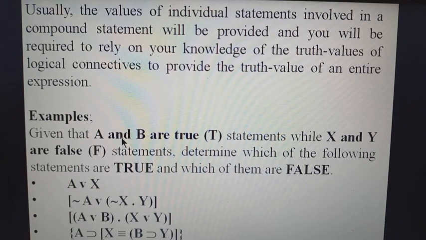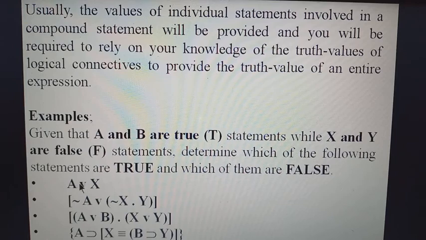Given that A and B are true statements represented by T, while X and Y are false statements represented by F, determine which of the following statements are true and which of them are false. What this simply means is that anywhere you see A, it is true. Anywhere you see B, it is true. Anywhere you see x, it is false, and anywhere you see y, it is false. You have been given the values of the statements involved. So it is now your duty to provide the value of the entire expression with your knowledge of logical connectives.